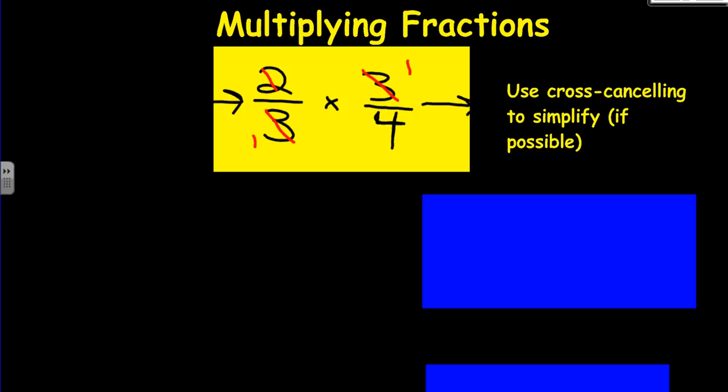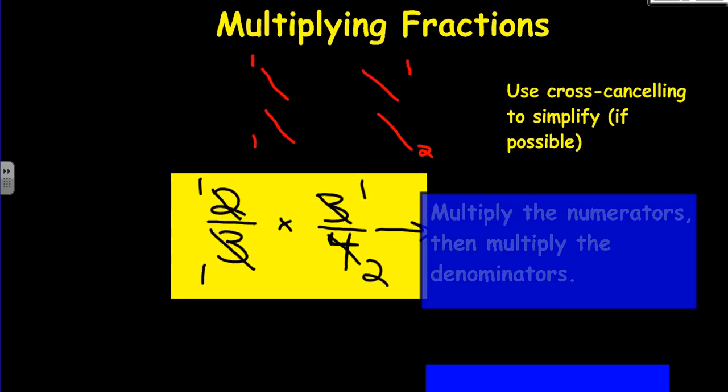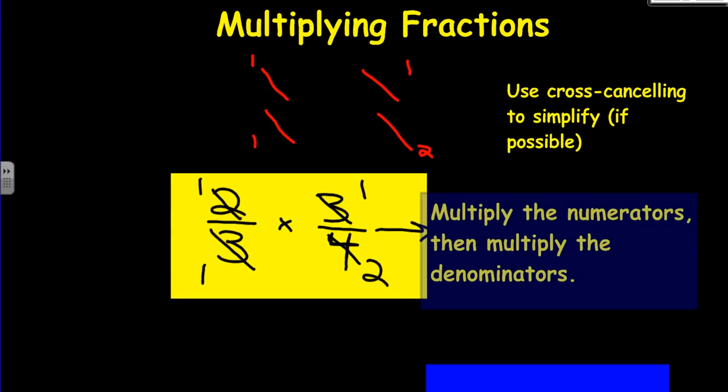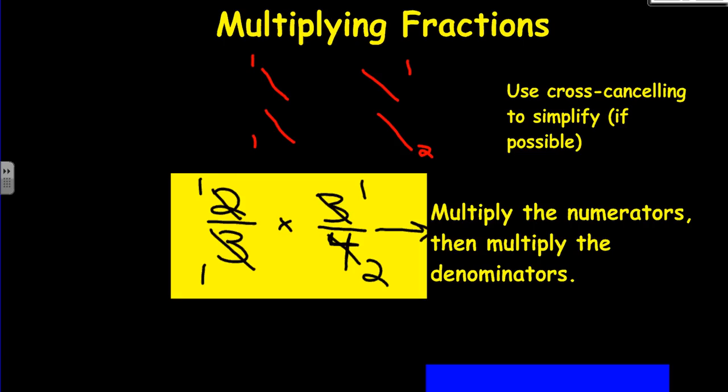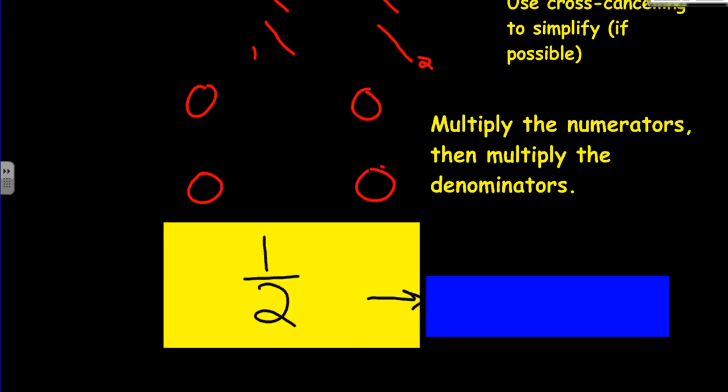And we also have a 2 and a 4. 2 goes into 2 one time, and 2 goes into 4 twice. Then we need to move to our next step. Our next step tells us that we should multiply the numerators and then multiply the denominators. So if we look at this particular example, we have 1 times 1 is 1, and 1 times 2 would give us 2. So our new fraction will be 1/2.